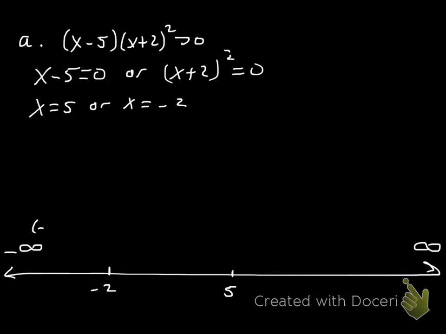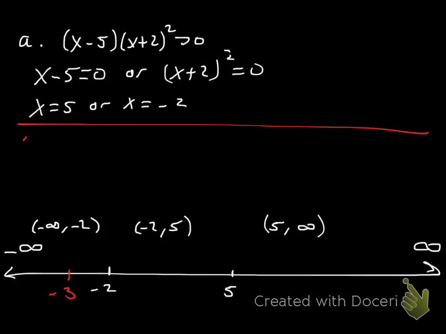Then what I like to do, just so I figure out what the intervals are before I jump into doing the test points, is write in my intervals. So we have negative infinity to negative 2, negative 2 to 5, and 5 to infinity. Those are my 3 intervals, and I'm going to need to test in each one. So I'm going to test in the original inequality.